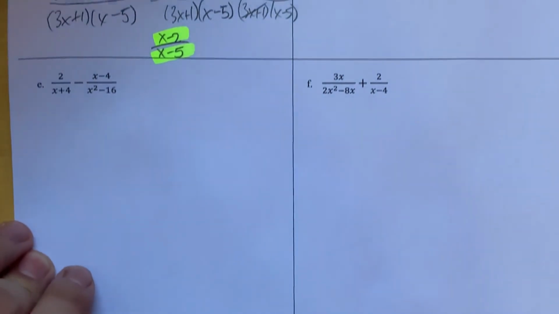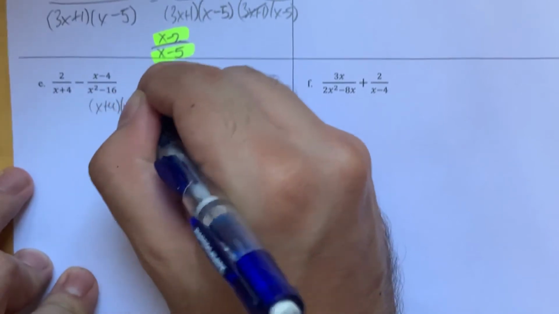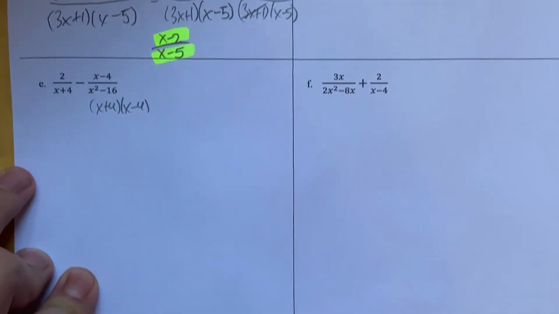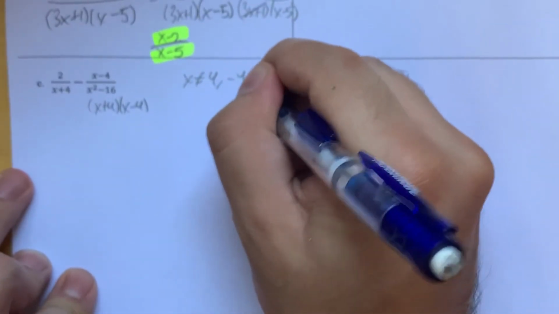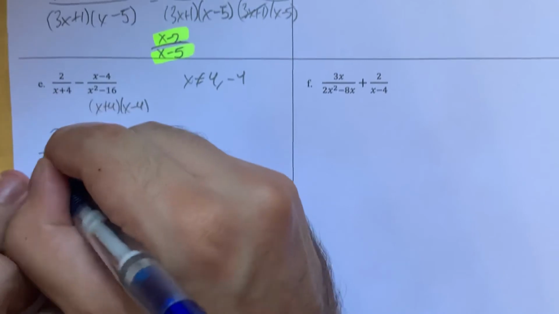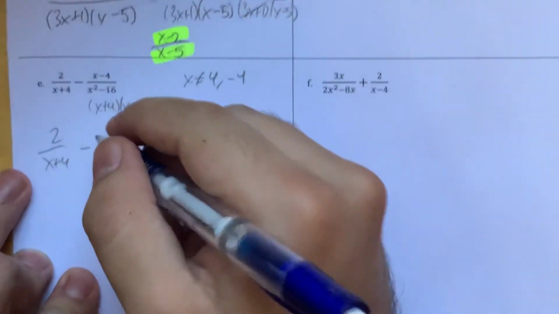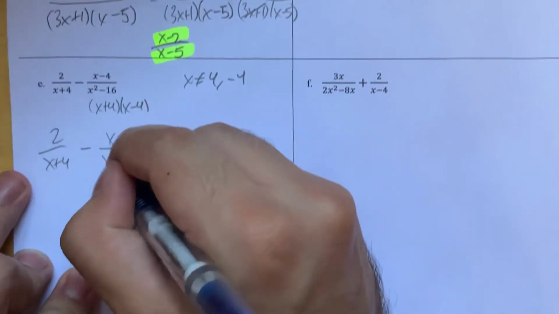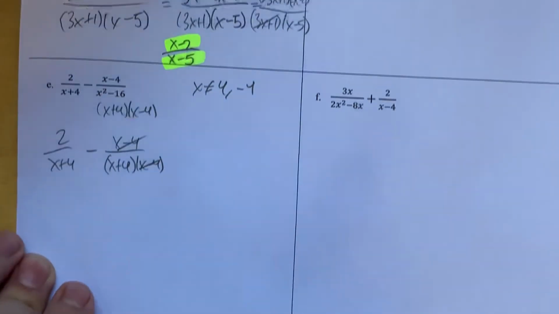So I'm going to factor out x squared minus 16. I'm going to get x plus 4 times x minus 4. Oh, so my least common denominator is already going to be x plus 4 times x minus 4. So I know x cannot equal 4 or negative 4. So if I rewrite it, I get 2 over x plus 4 minus, remember, you gotta distribute the negative whichever way you take it, x minus 4 over x plus 4 times x minus 4. And the x minus 4's cancel. So we don't need to multiply the left fraction by x minus 4 to combine it.